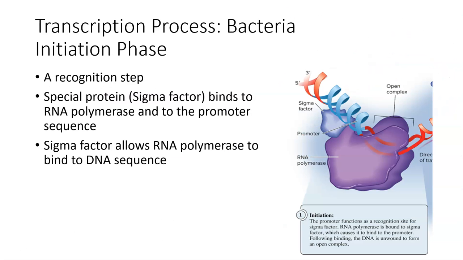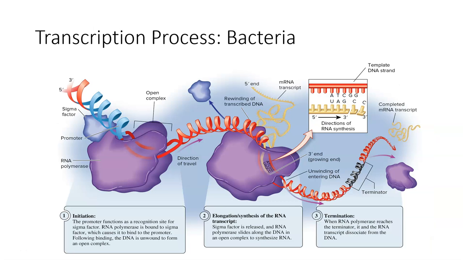Let me go back and just show you from the beginning everything we went through. We had our initiation phase in which we had our sigma factor that helps us bind to the promoter and the RNA polymerase. Then the RNA polymerase will move down the DNA strand to code. This is just showing you some of those terms we talked about: template strand, coding strand, all that. And then finally, once it gets to the terminator, it separates and you have your completed mRNA transcript.